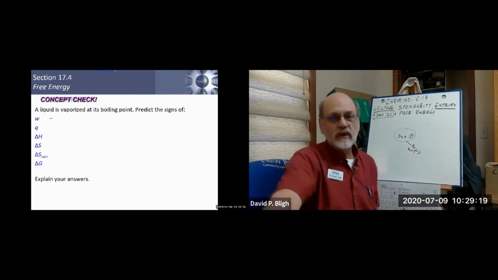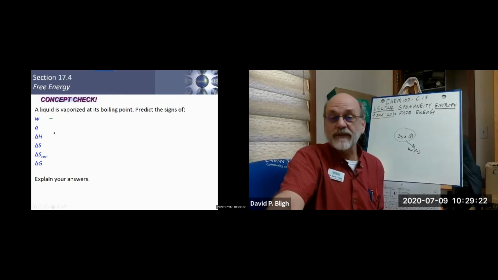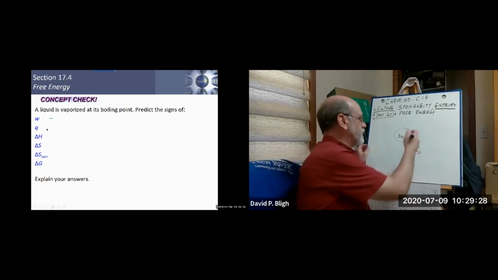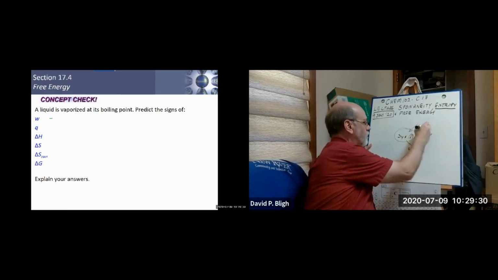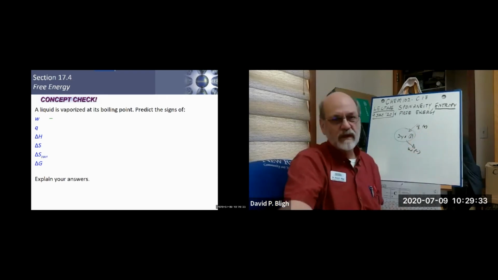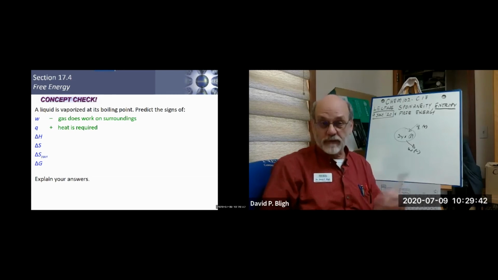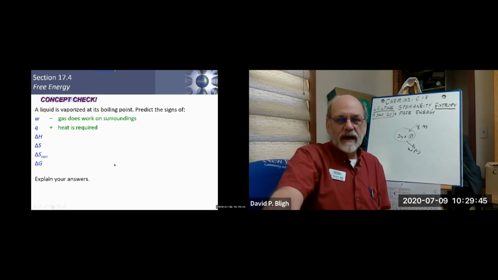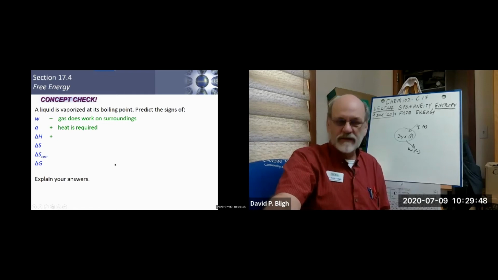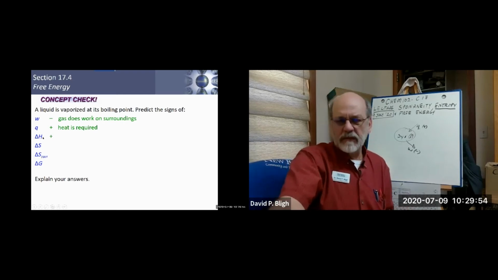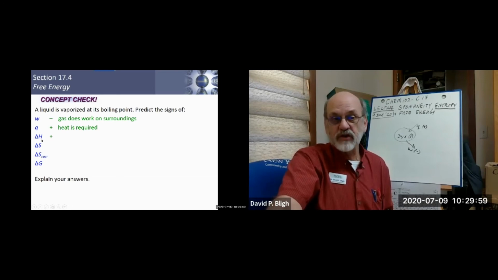So what's happening to heat? How do we get that liquid to boil? Well, we have to add heat to it, don't we? So Q should be positive. All right. Heat is required for that to happen. Delta H is proportional to Q. Right? If we maintain pressure constant, then these two are equal to one another.